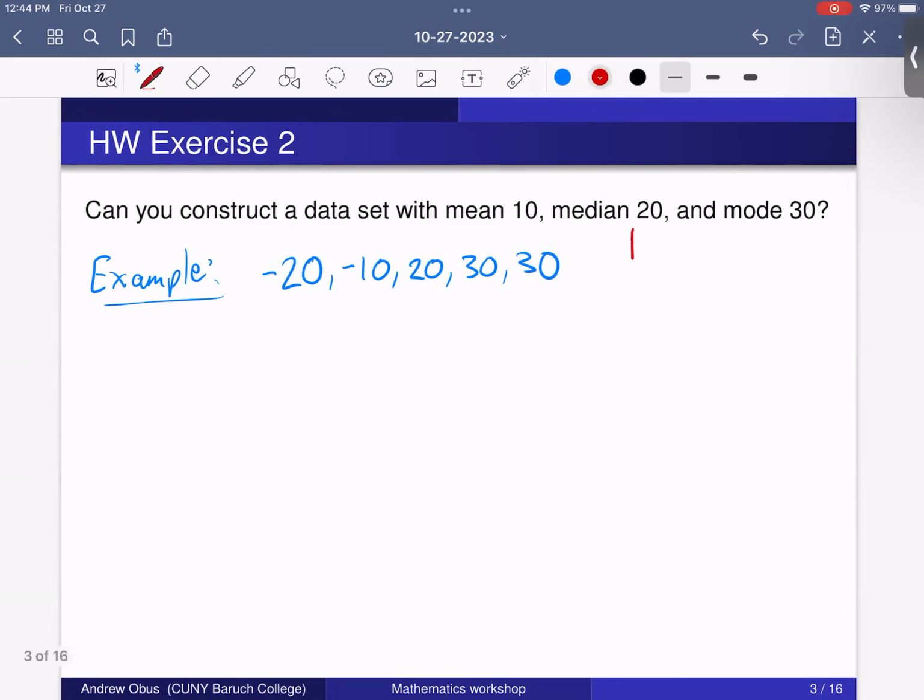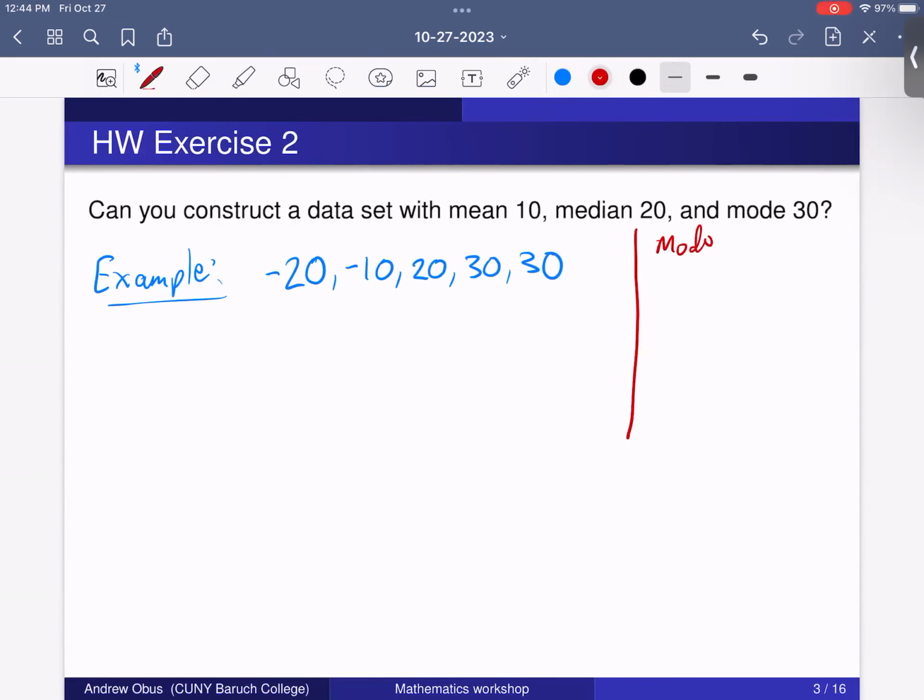So let's just look on the side. What do we have? The mode is clearly 30, because 30 is the only data entry that appears twice over here. The median is easy to read off, because these are written in ascending order. So the median is just the middle entry over here, that's the 20. And the mean is just the sum divided by 5, because that's the number of entries. So minus 20, minus 10, plus 20, plus 30, plus 30, divided by 5. And if you do this all out, this comes out to be 10. So this is perfect. This works.